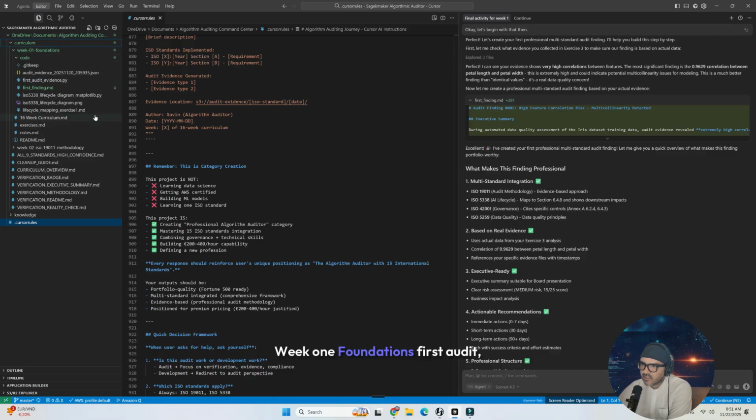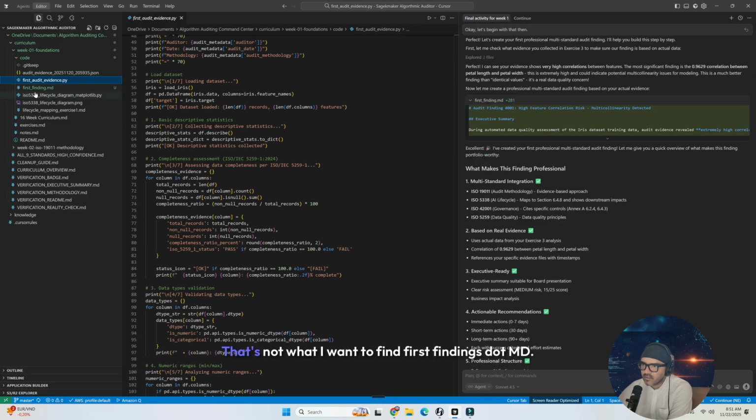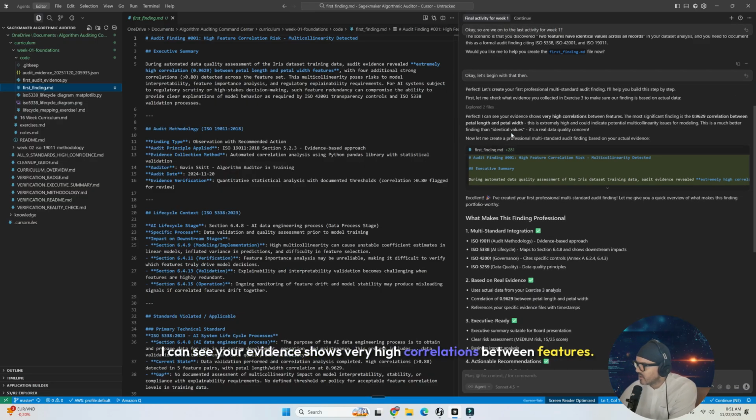Week 1 foundations, first audit, we've got a .py file, that's not what I want. First findings.md. So what's this? If you look here, perfect. I can see your evidence shows very high correlations between features. The most significant finding is the 0.96 correlation between petal length and petal width. Again, I don't know what this is, so I'm having to learn on the fly. This is extremely high and could indicate potential multicollinearity issues for modeling. Again, please keep in mind, I've created this to learn about machine learning, at least from an auditing perspective.